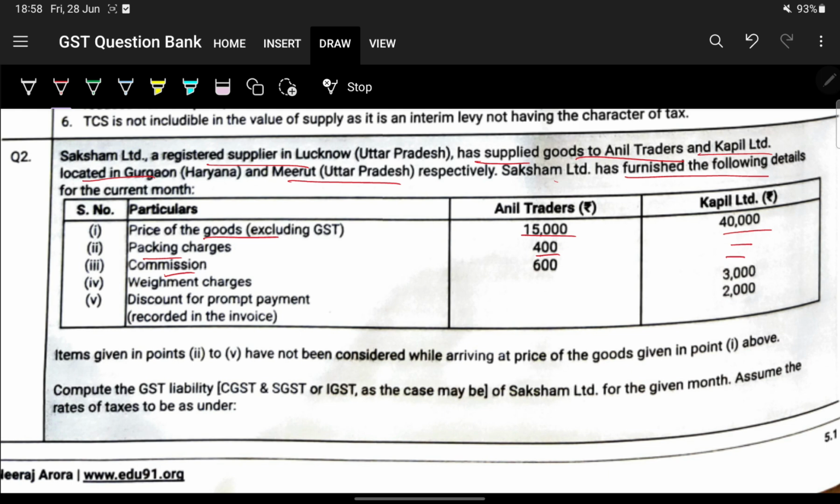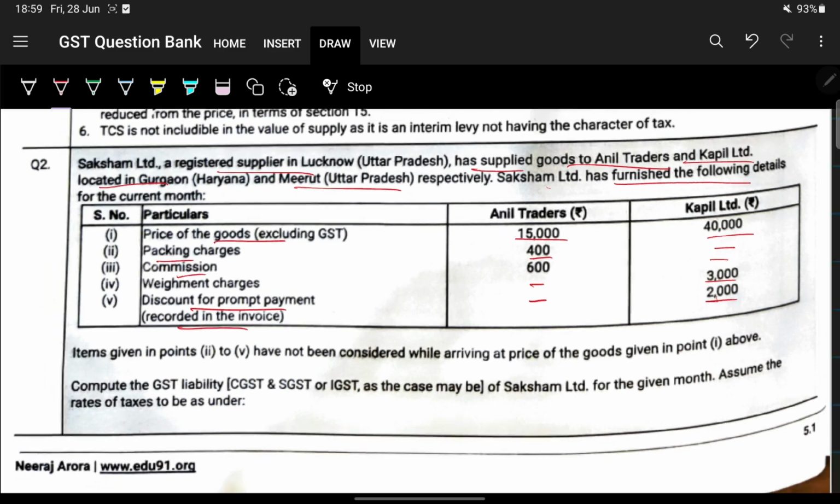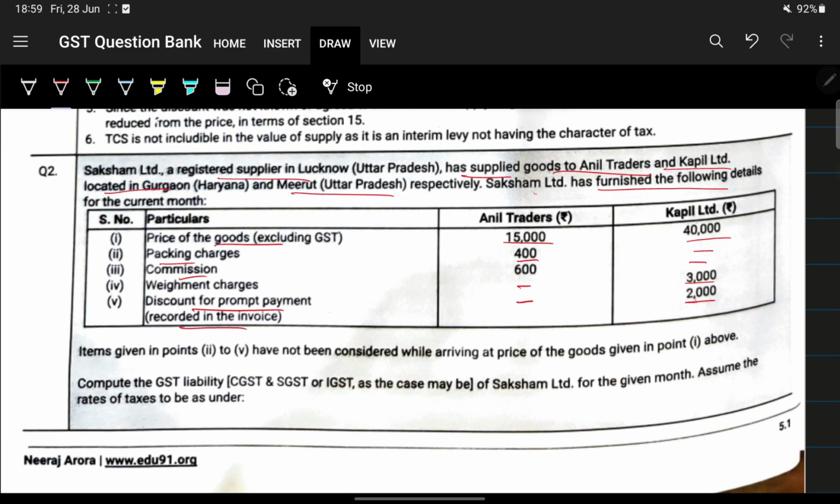Next, weighment charges 3,000. And then a discount for prompt payment, which is recorded in the invoice, meaning this is a pre-supply discount, given before or at the time of supply. So this 2,000 rupee discount you can take. Here it is 0, here it is 0. Next, items given in points 2 to 5 have not been considered while arriving at the price, meaning this 15,000 and this 40,000 do not include these amounts.